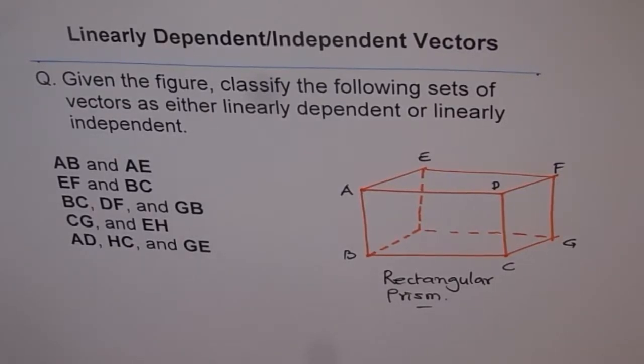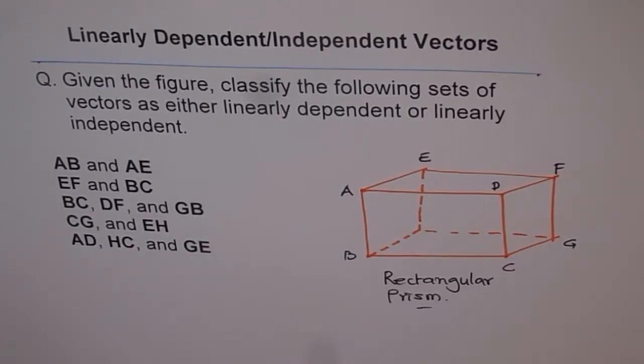Here is a problem which has been seen in the test so many times: linearly dependent or independent vectors. The question is, given the figure, and this figure I haven't drawn so well, but it is a rectangular prism. Okay, so take this as a rectangular prism. Given the figure, classify the following sets of vectors as either linearly dependent or linearly independent.